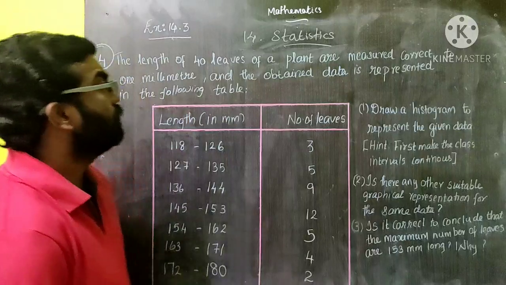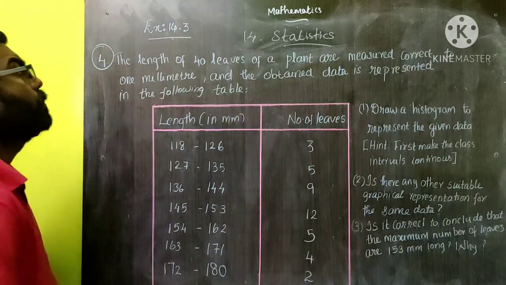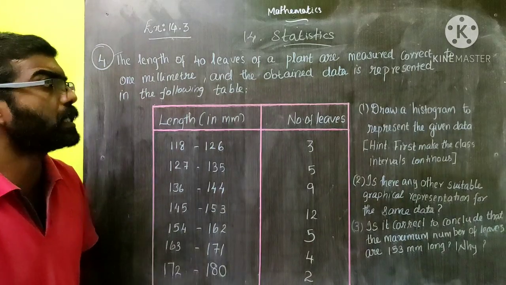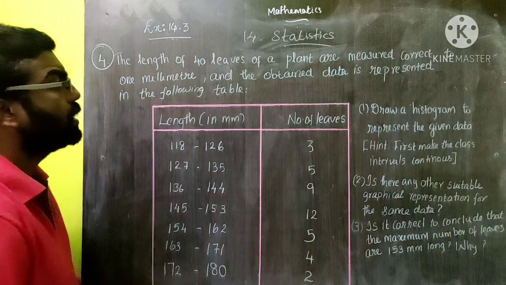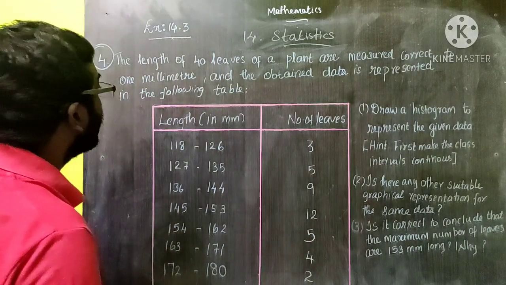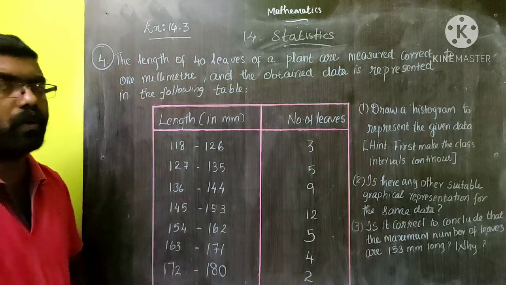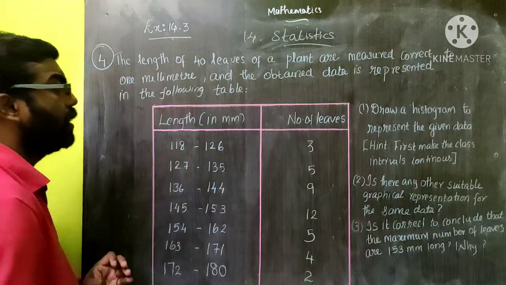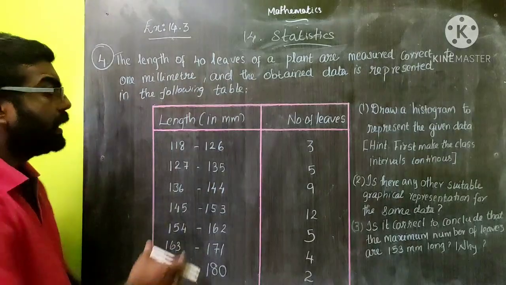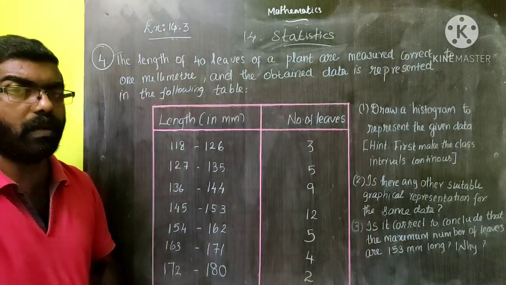Question number 4 from exercise 14.3. The lengths of 40 leaves of a plant are measured correct to 1 millimeter and the obtained data is represented in the following table. Here we are given a table, length in millimeter and number of leaves. Here the data is given in class interval form.